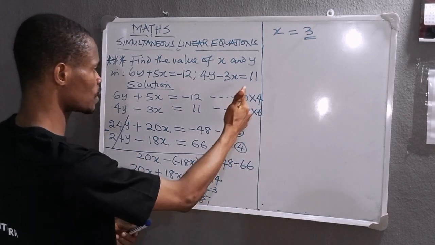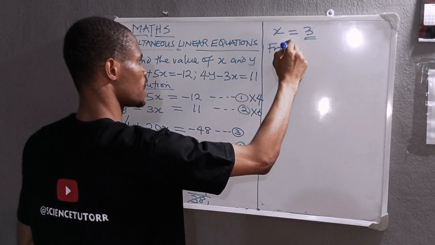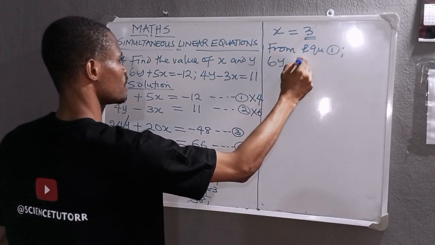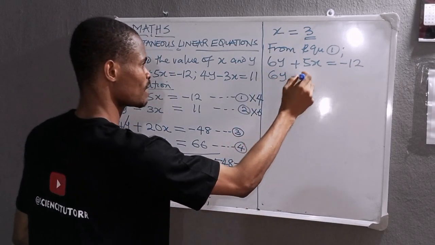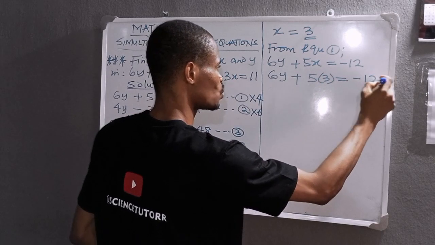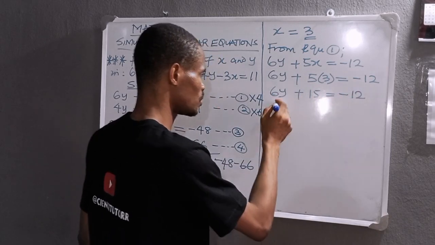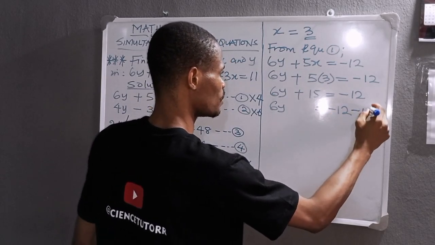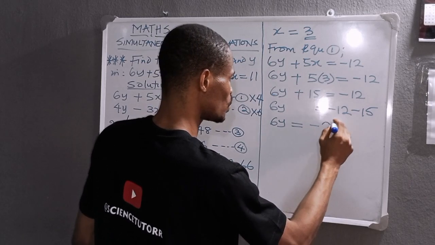We can use any of the equations, either equation 1, 2, 3, or 4. So let's use equation 1 to find y. What is equation 1 saying? 6y plus 5x is equal to minus 12. Remember x is 3, so I have 6y plus 5 into 3 is equal to minus 12. So 6y plus 15 equals minus 12. So 6y is equal to minus 12, and this crosses over, becoming minus 15. So 6y is equal to minus 12 minus 15, which gives us minus 27.